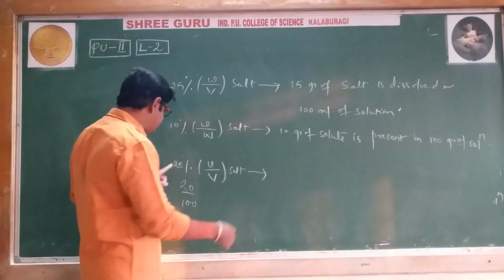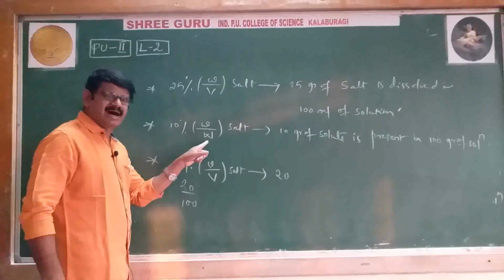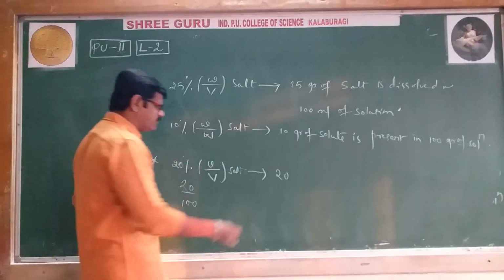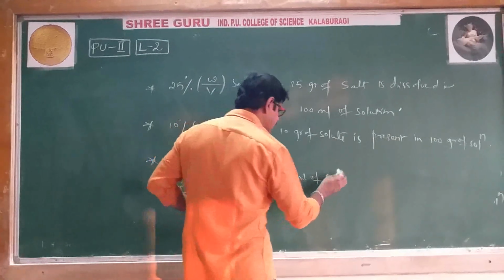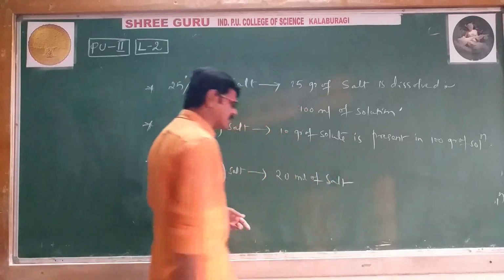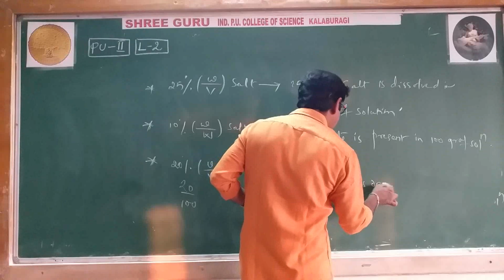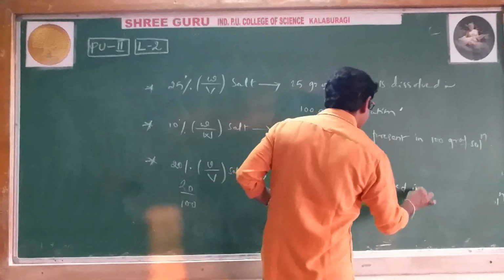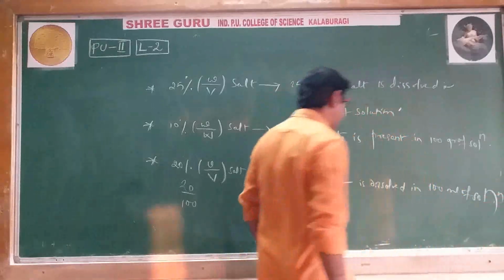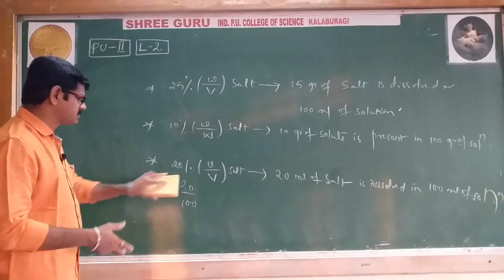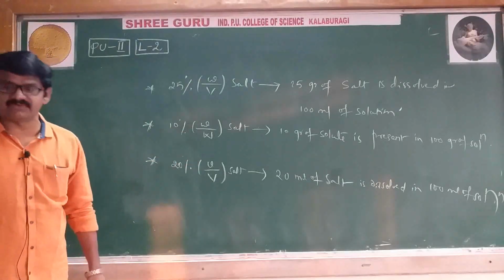Come on, tell me the statement. Here both are volumes only, whereas in the previous case both were masses. Therefore, 20 milliliters of solute, nothing but salt, is dissolved in 100 ml of solution. That is its meaning. Then all these three concentration expressing terms we have completed.